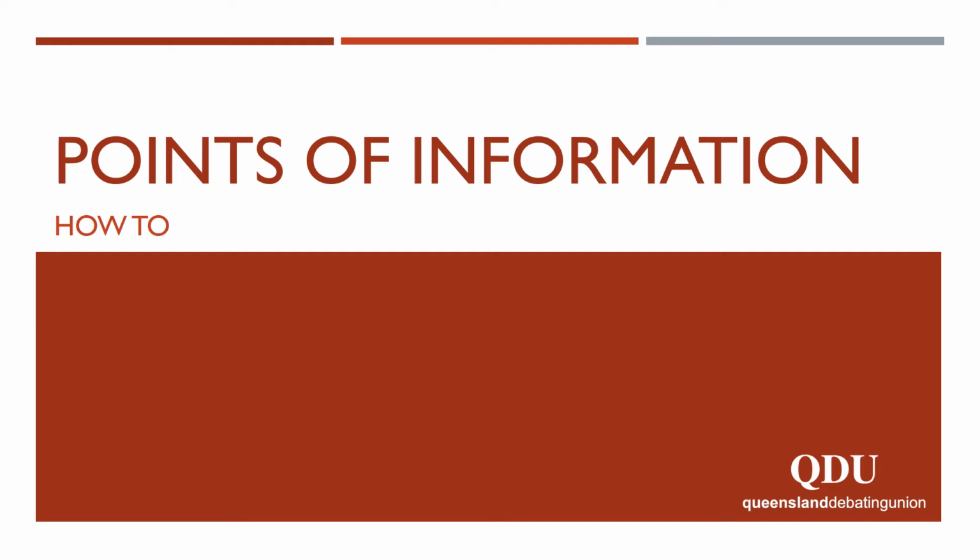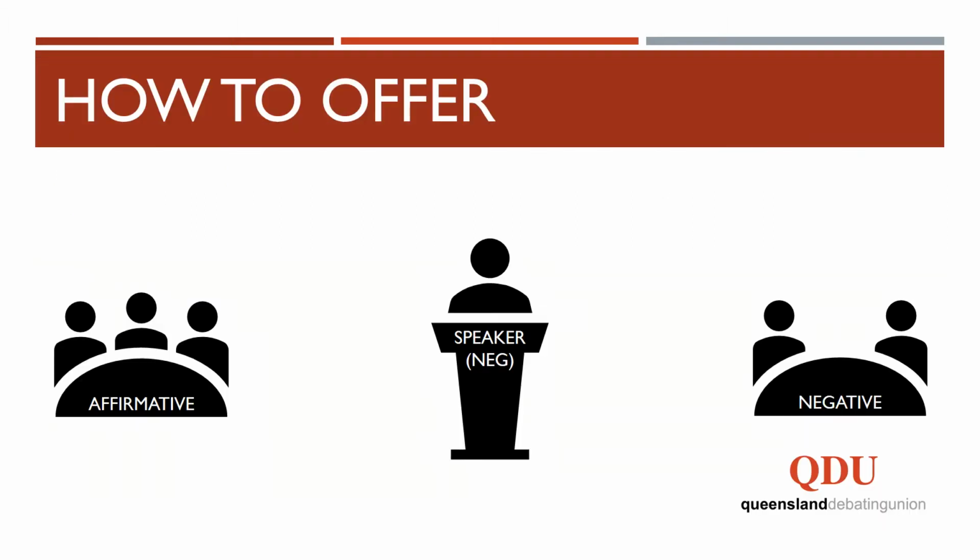Points of information are short questions offered to the speaker by a member of the opposing team. They give you the chance to directly engage with your opponents and challenge their arguments. So how do they work?